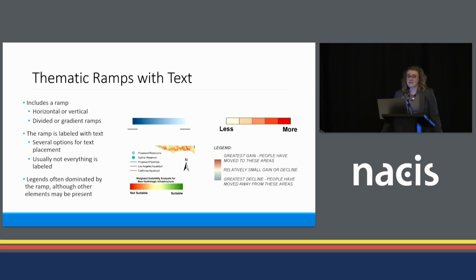The next is what I call thematic ramps with text. These always have a ramp. That's why it's in their name. And the ramp is labeled with text. These legends tend to be dominated by just the ramp. They might have a few other pieces, as you can see in that lower legend with the proposed reservoirs, but they tend to be dominated by just the ramp and then some text explaining it. So numbers or exact divisions aren't usually as important here as general groups.